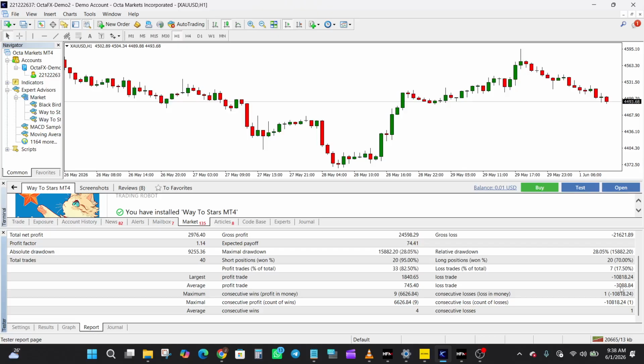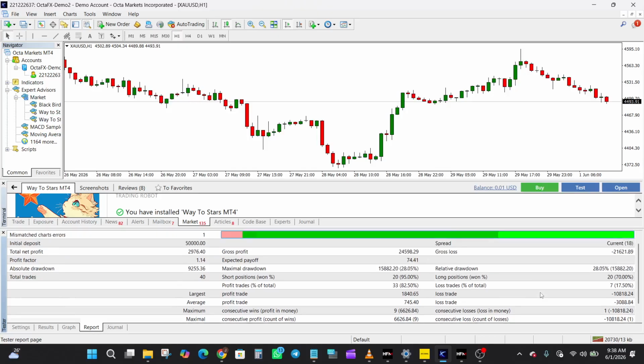So judging from the profit and loss information we have here, the risk to reward ratio is pretty bad, right? And then if you also look at the maximum consecutive wins, the maximum consecutive wins were 9, but those 9 wins resulted in only $6,626.84. But now, if you look at the maximum consecutive losses, it was just 1, but that single loss was $10,818.24. Okay, this is not impressive.